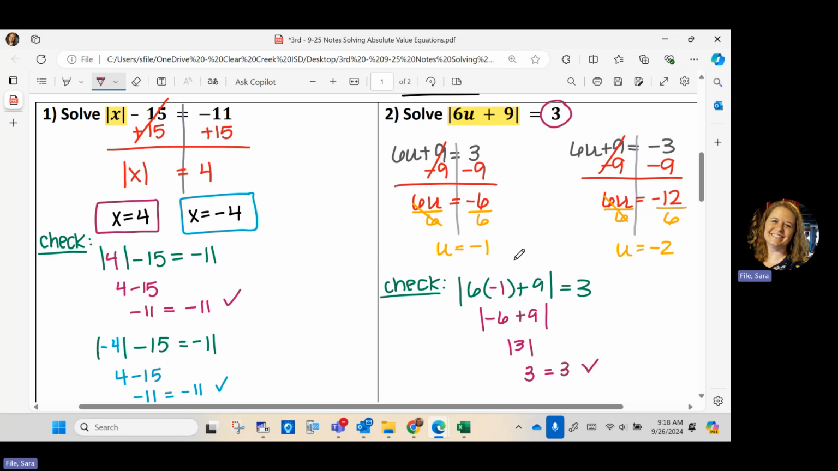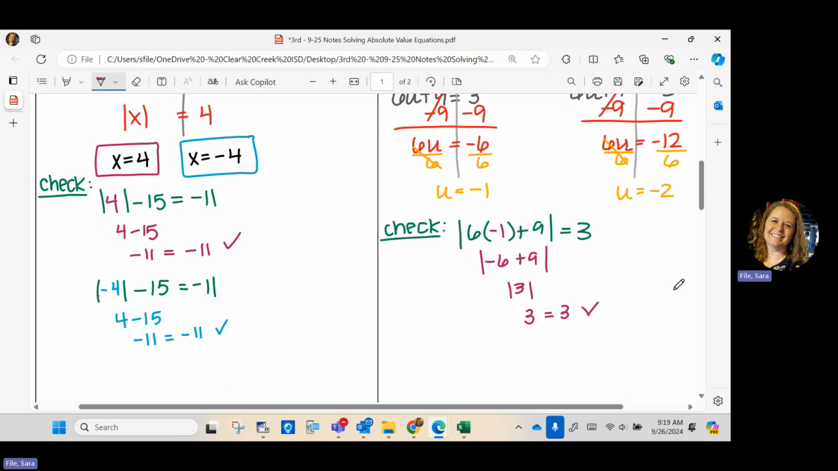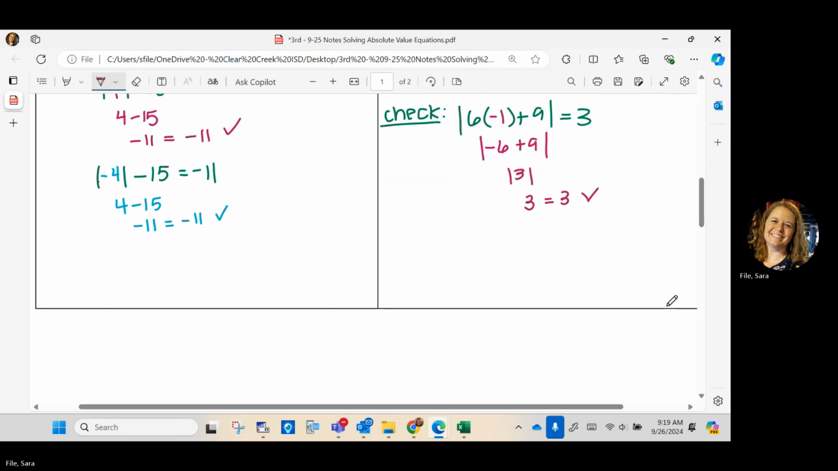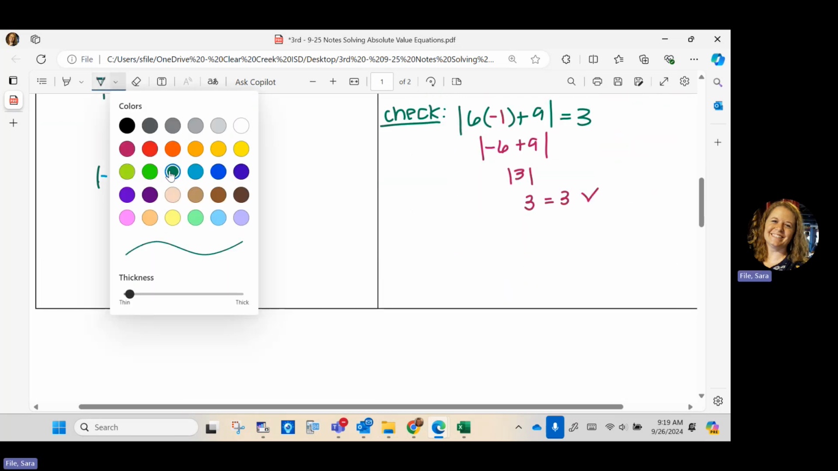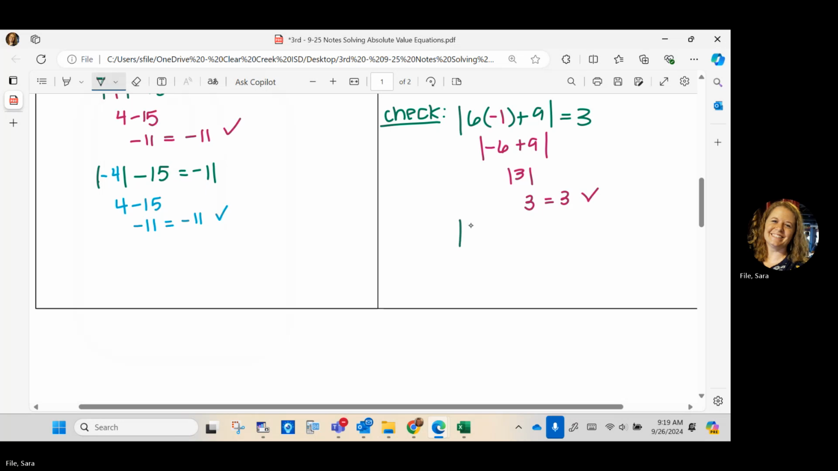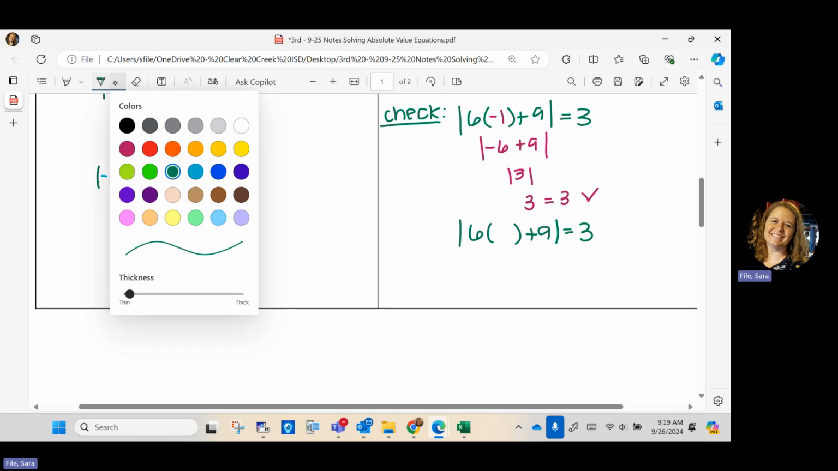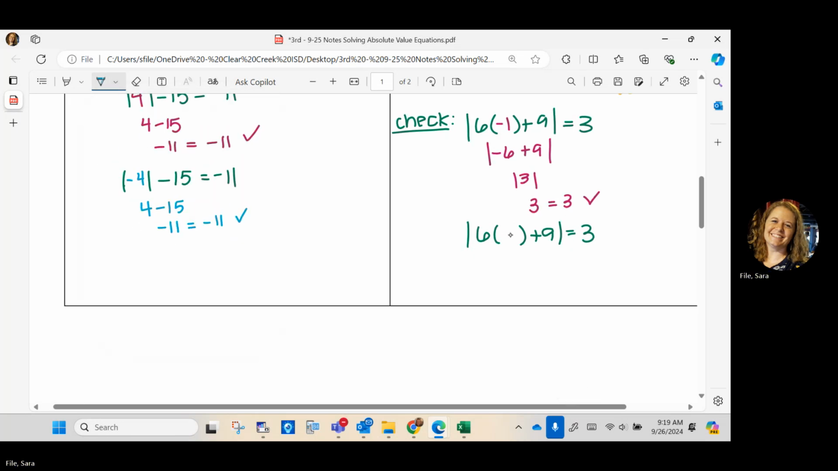Okay, but now I'm going to check, what if I plug in a negative 2? Is that one going to work? So I'm going to plug that in and see if this also evaluates out to 3. So I plug in a negative 2.